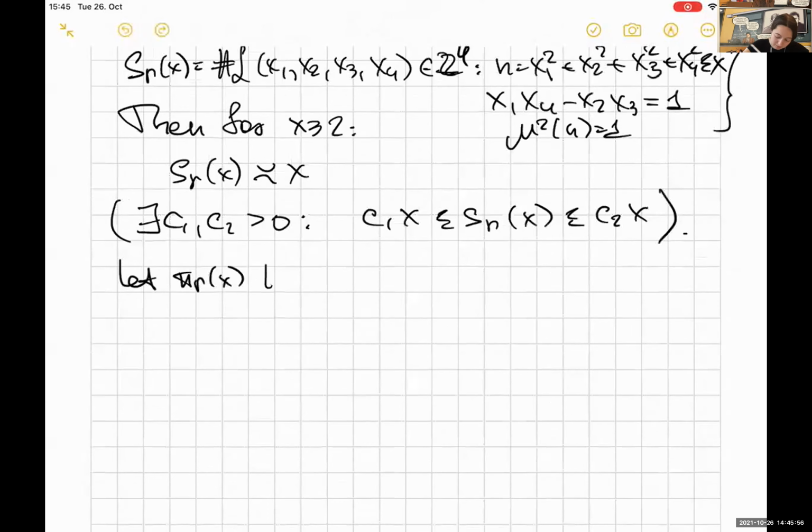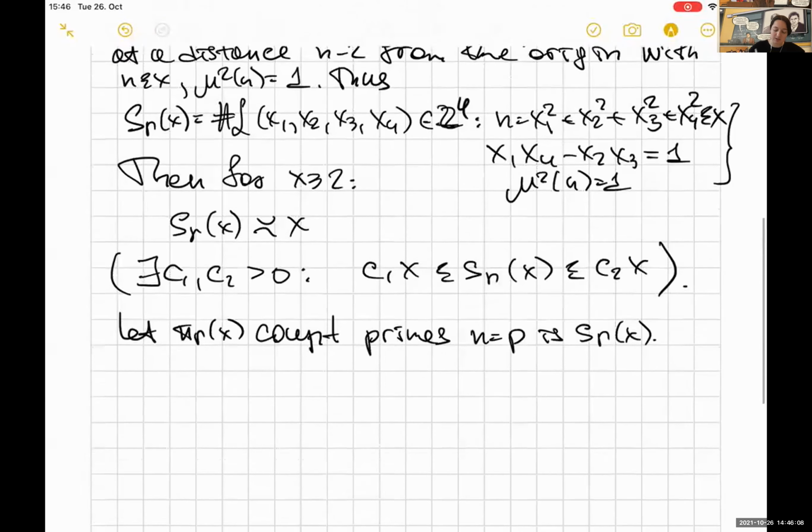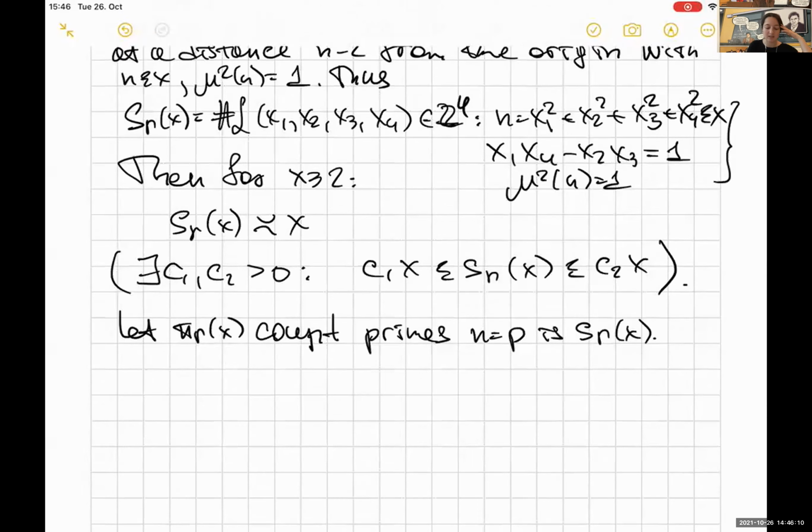Let this one count primes in S sub gamma of x. So this means that P sub gamma of x is the number of quadruples x1, x2, x3, x4 in Z^4, such that p is equal to the sum of 4 squares up to x, such that x1 x4 minus x2 x3 is equal to 1. So this is a much harder question.